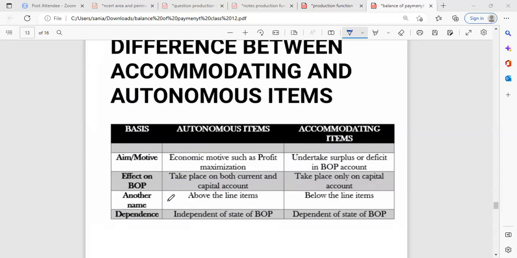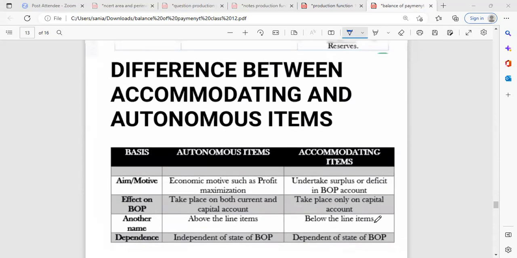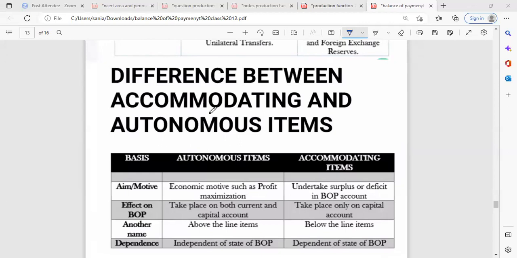Next, another name: autonomous items are known as above the line items and accommodating items are known as below the line items. Dependence: autonomous items are independent of the state of BOP. It doesn't matter whether BOP is surplus or deficit, they are independent of it. Accommodating items are dependent on the state of BOP, on how BOP looks like; accordingly these are made. So this is the difference between accommodating and autonomous items.